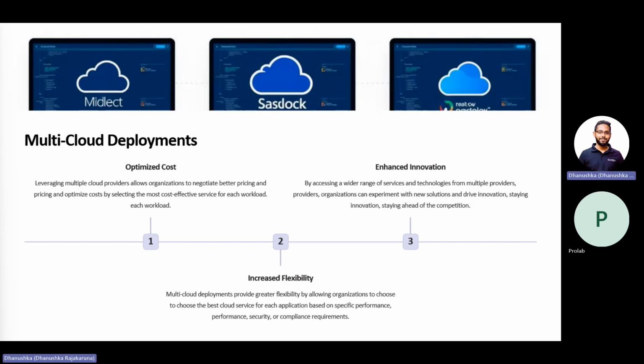So multi-cloud deployments offer unparalleled flexibility, resilience, and performance benefits for modern enterprises. While challenges exist, strategic planning, robust tools, and best practices ensure successful implementation. As technology evolves, multi-cloud will remain a cornerstone for future-proof IT strategies.